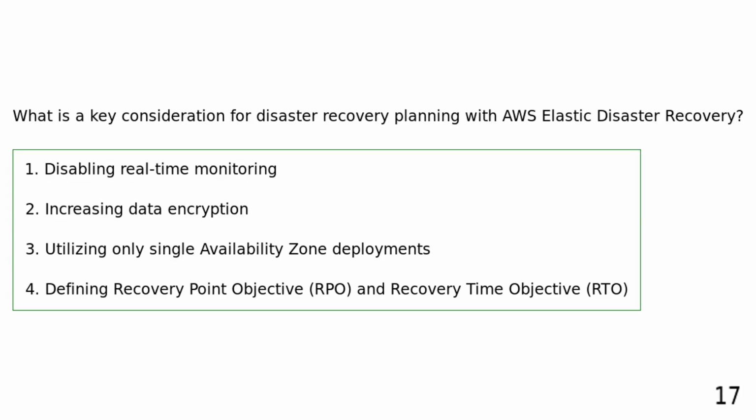What is a key consideration for disaster recovery planning with AWS Elastic Disaster Recovery? Disabling real-time monitoring. Increasing data encryption. Utilizing only single availability zone deployments. Defining recovery point objective and recovery time objective.